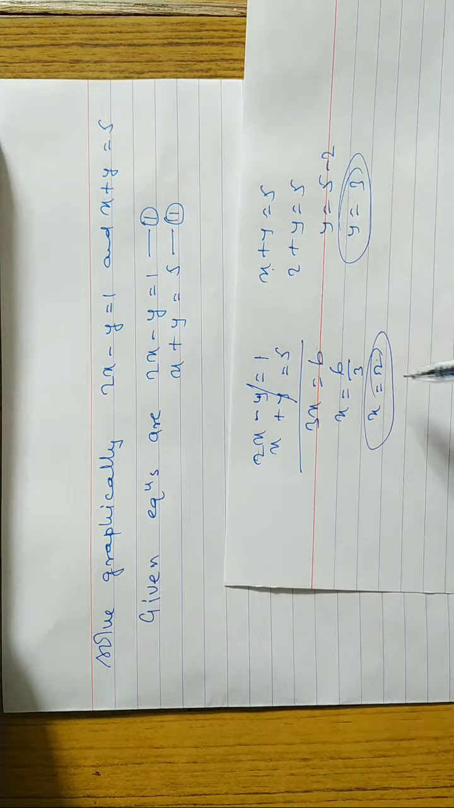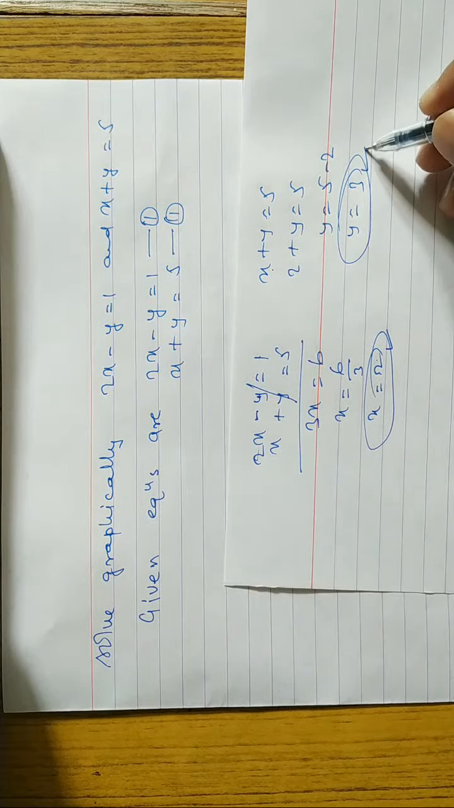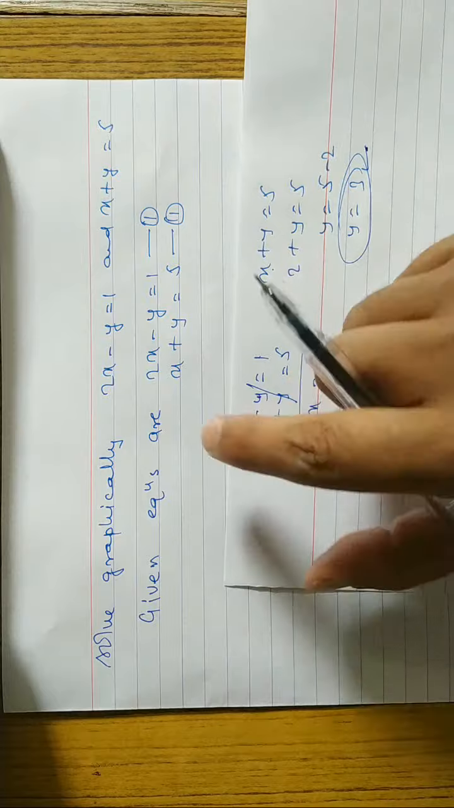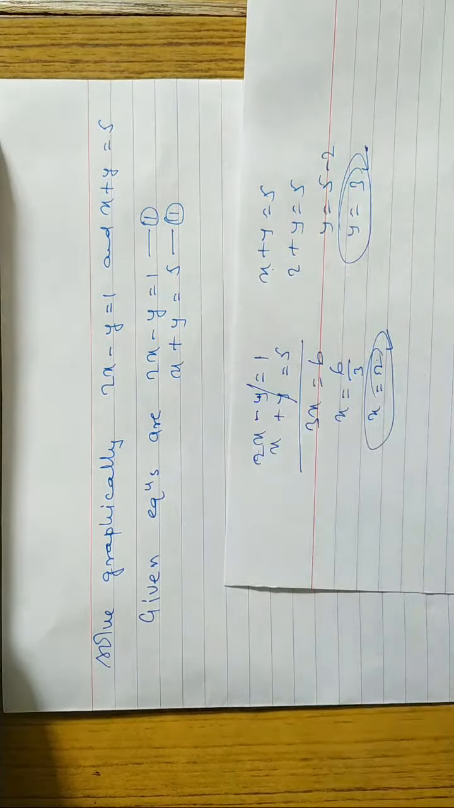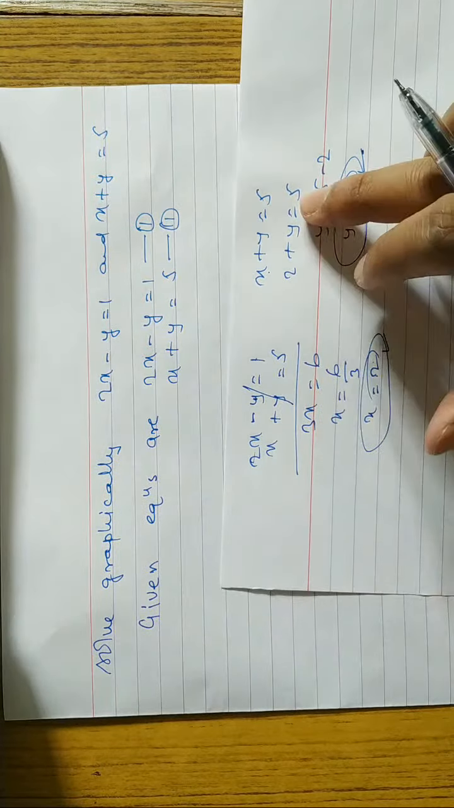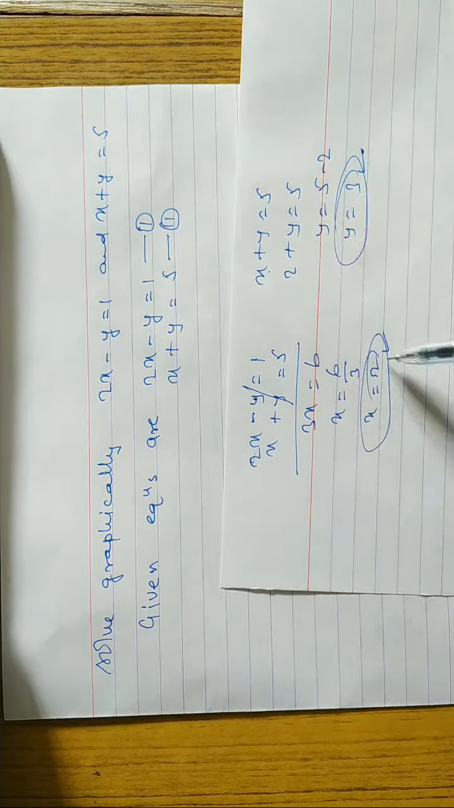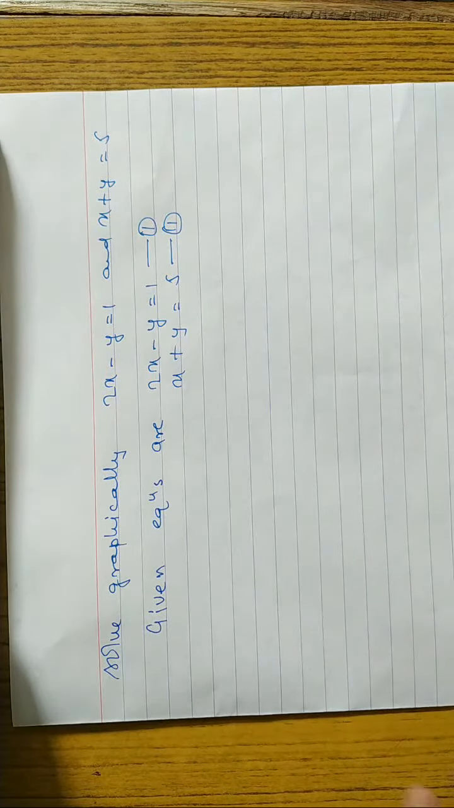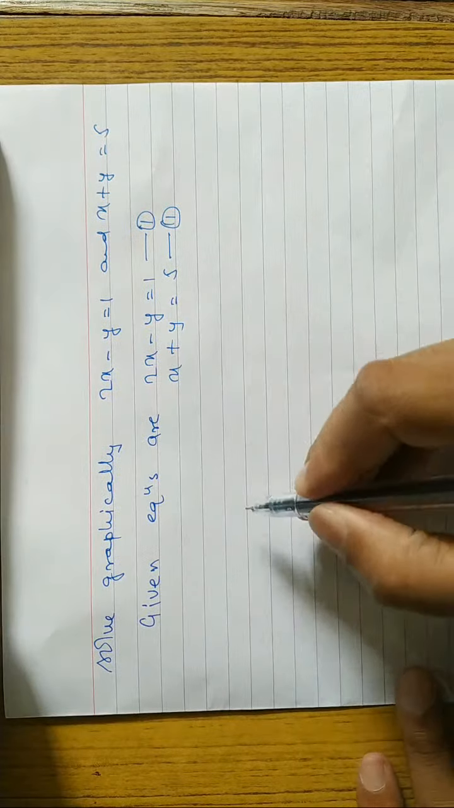So we know that the answer is 2 and 3, but we have to solve graphically, not by this process. Just to find out the answer, where these two lines intersect is at 2 and 3, we know the answer. Now we have to show it in a graph. So we know that the answer is 2 and 3.